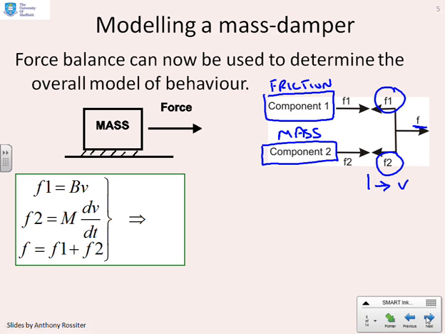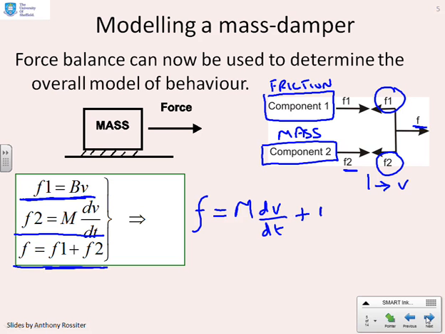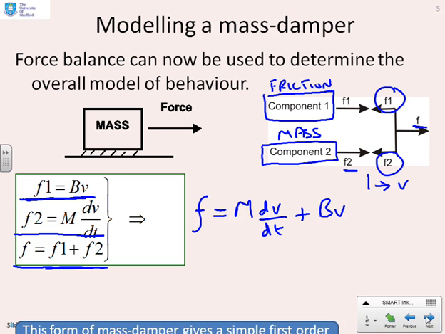So you'll see we've got force F1 tackling friction, so the equation is F1 equals BV. We've got force F2 accelerating the mass, so we've got F2 equals m dv/dt, and then we've got force balance, which says F equals F1 plus F2. So if we put these together, we end up with F equals m dv/dt plus BV.